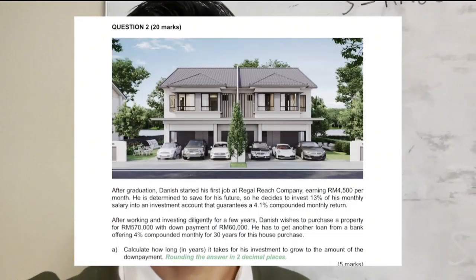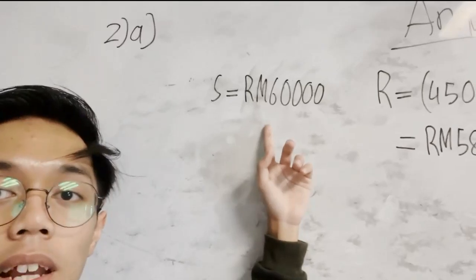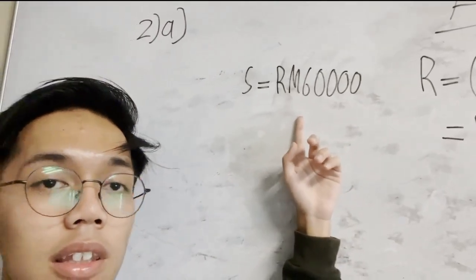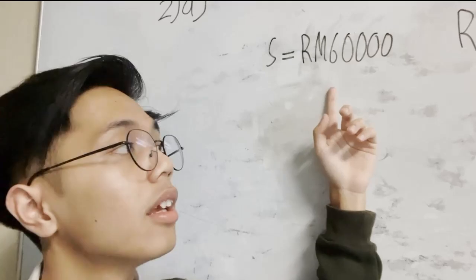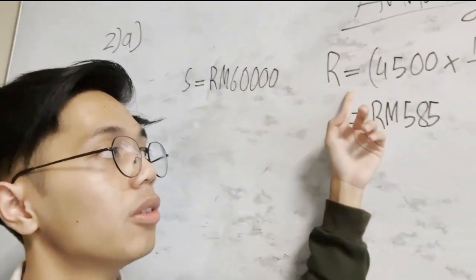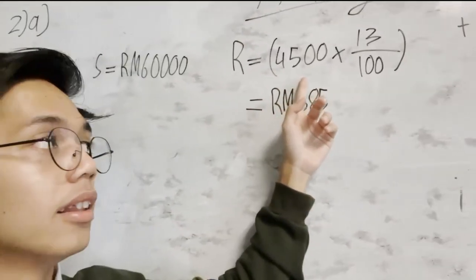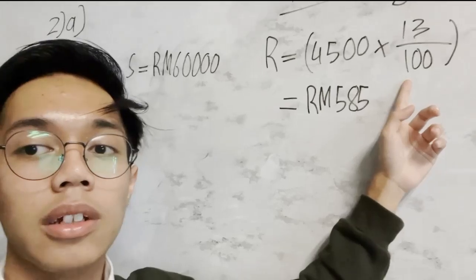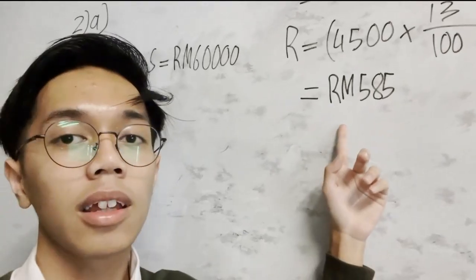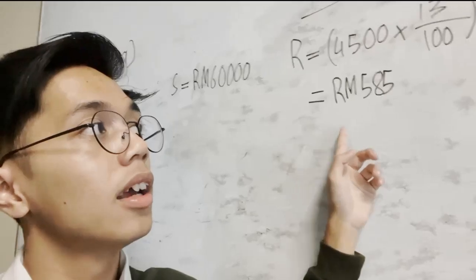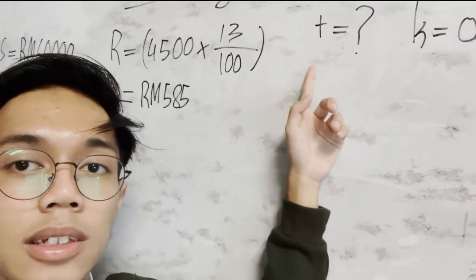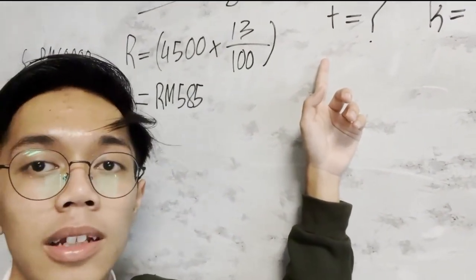Hello, and I will explain question 2A. To find S, it is already given in the question. It is 60,000 ringgit, and for R, we only need to multiply this with his 30% on his saving, and it will be 585 ringgit. This is the R. And T, we don't know what T is. We will find it later.